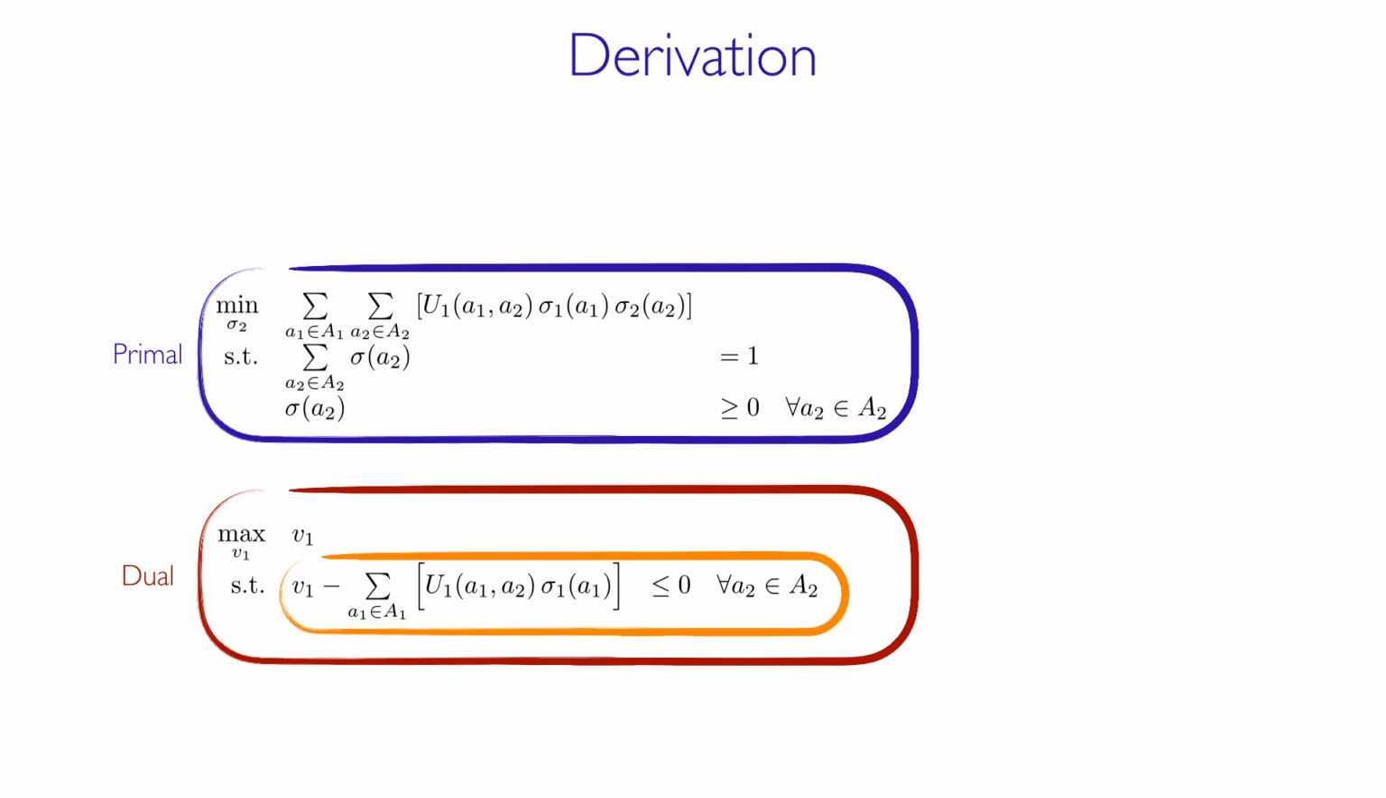While we have a lot of constraints, each one requires that v1 is not larger than the expected utility given by an action of player 2. So, given that we are maximizing v1, we have that in an optimal solution, v1 is equal to the expected utility given by at least one action of player 2.